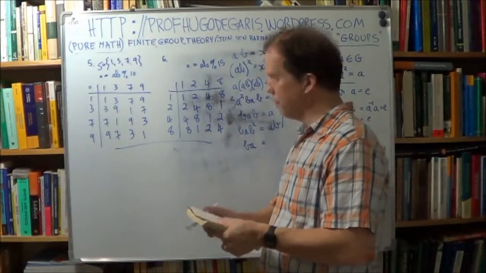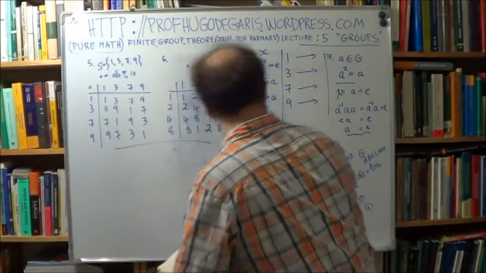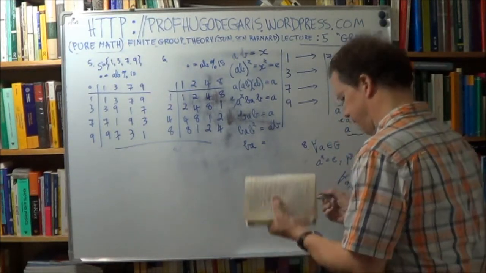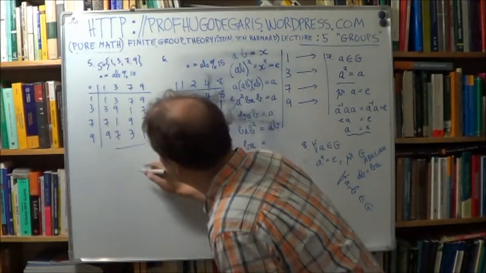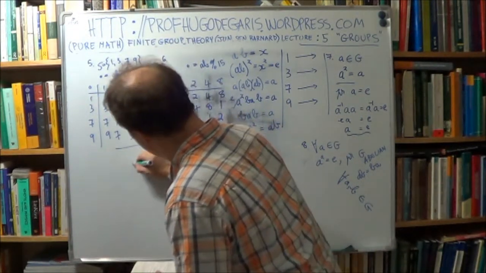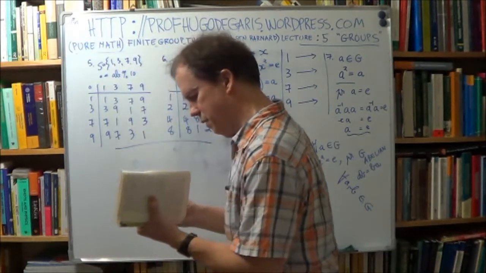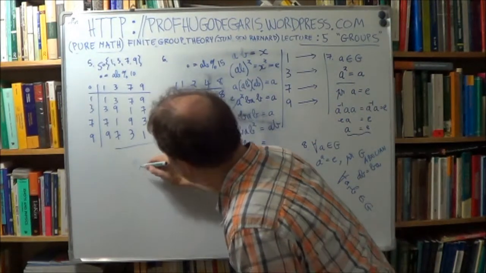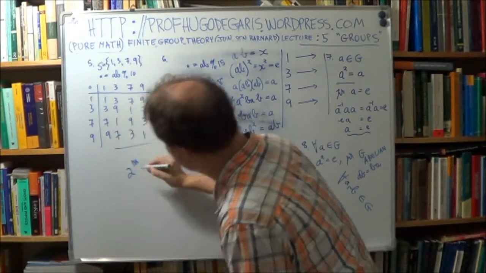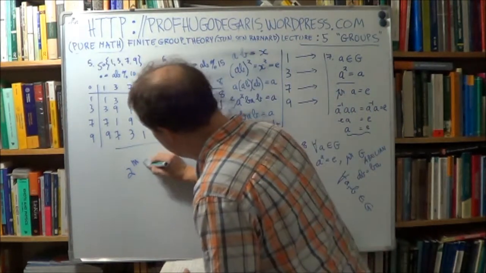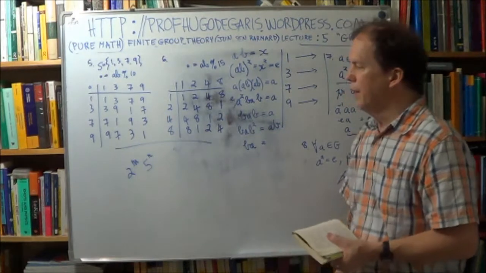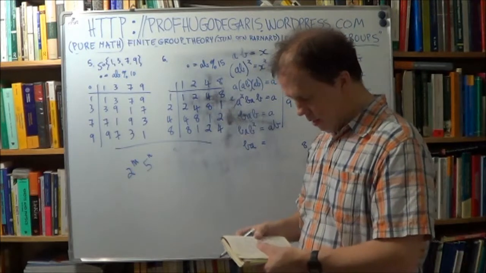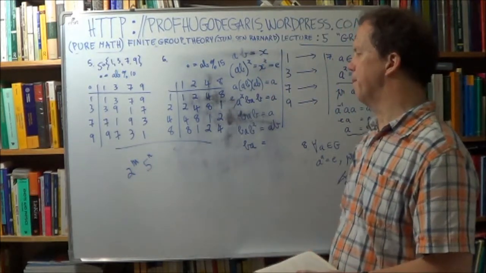Okay, second one. You've got the set of all integers of the following form. 2 to the m, 5 to the n. That's the form. You've got the set of all possible integers of this form. Okay? And the binary operator is just multiplication. Now, is that a group?